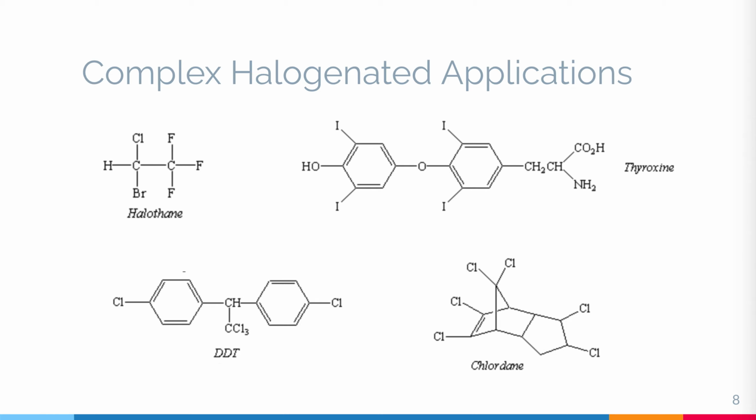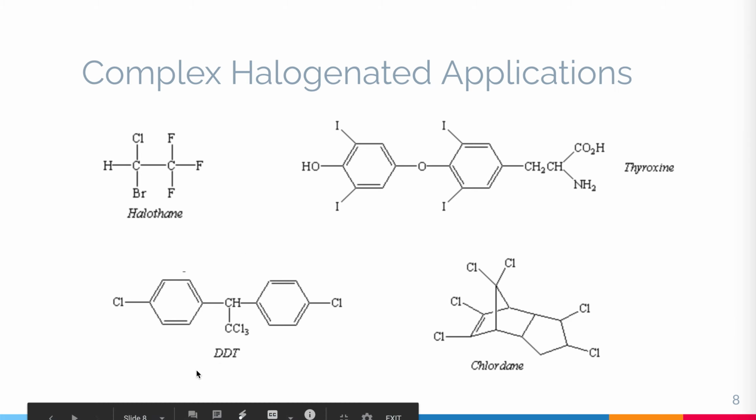More complex halogenated compounds, such as halothane, thyroxine, DDT, and chlordane, also have extremely important applications. Halothane, seen here, is an inhaled anesthetic that reduces blood pressure, depresses respiration, and decreases pulse rate. This induces muscle relaxation and reduces pain sensitivity by altering the tissue excitability. Thyroxine, seen here, is a hormone secreted by the thyroid gland, and it plays a vital role in digestion, heart and muscle function, brain development, and the maintenance of bones.